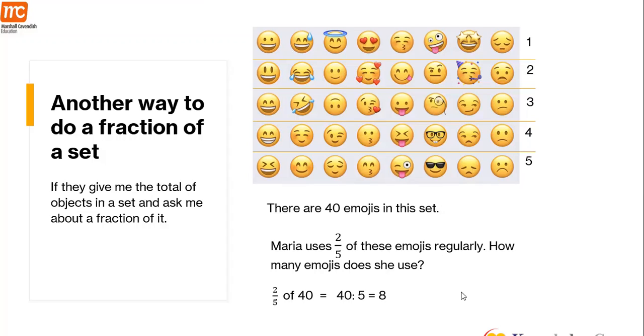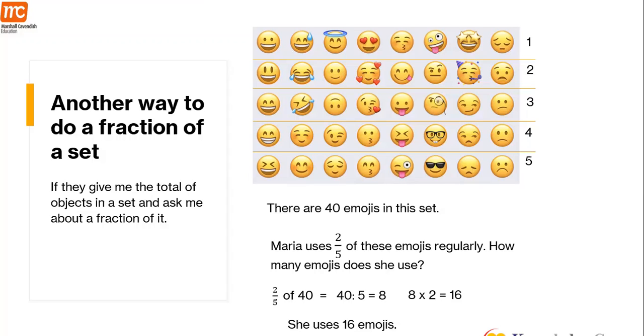Now they're telling me that 8 represents 1 part out of this 5, but she's using 2 parts. How do we know how many emojis she uses? Well, she's using 2 parts and each part has 8 emojis. So I just have to multiply 8 times 2 equals 16. So she uses 16 emojis regularly.